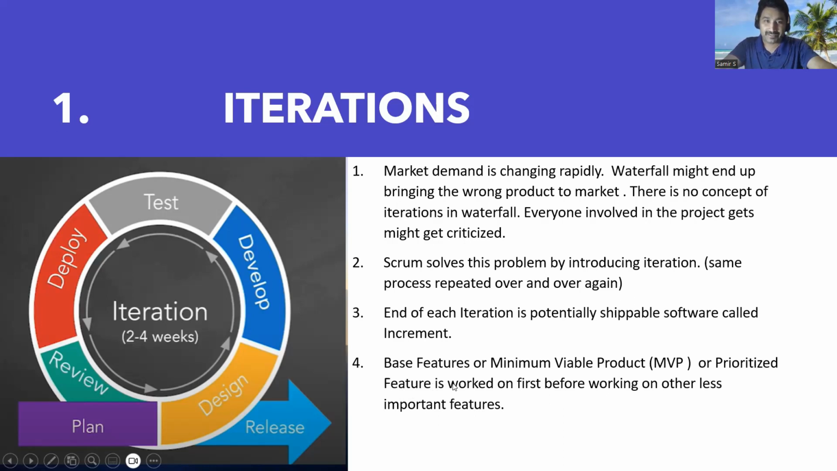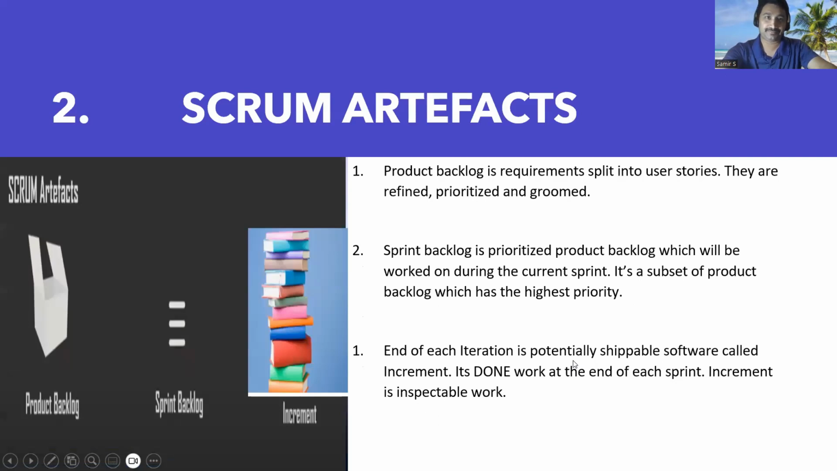But the main point is that when we're talking about Scrum, we talk about iteration. And what will be the first iteration? The first iteration will be the base feature. So in this slide, we are covering the disadvantage of waterfall, the definition of iteration, and what will be included in the first iteration. That is the first slide. Okay, let's get to the next one.